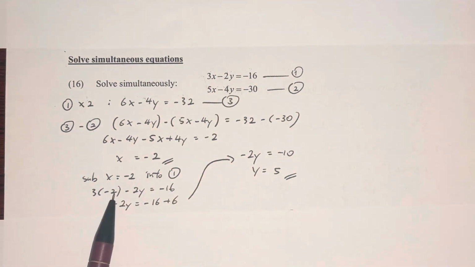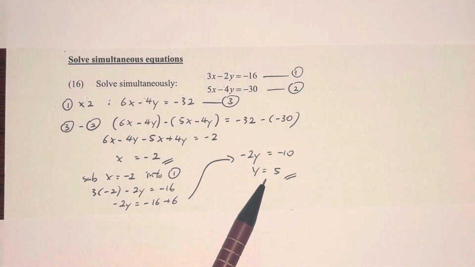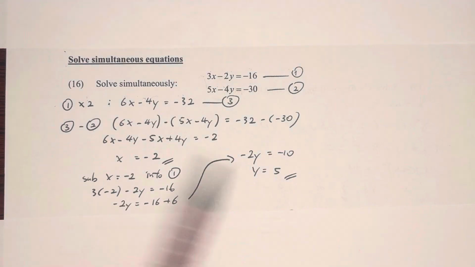Why is x like that? Because x is -2. So it's 3 times -2, minus 2y, equal to -16. Then I multiply, it becomes -6. I move it to the right side. At this stage, you simplify some more, you get y. That's how you do it. So the x and the y are the answer.